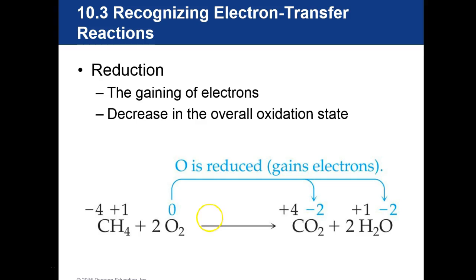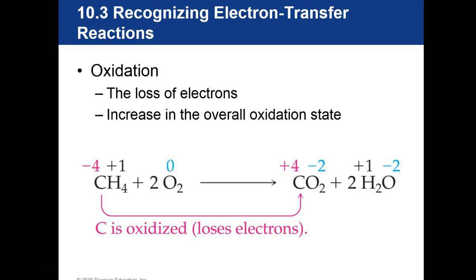So here we've got CH4 plus 2 O2 going to CO2 plus water. The oxygen is reduced, okay, 0 to -2, and it gains electrons. In oxidation, this is the loss of electrons, an increase in the overall oxidation state. Carbon is oxidized. It loses electrons.